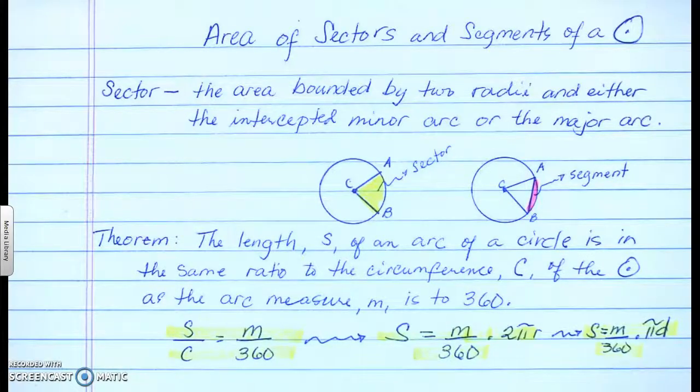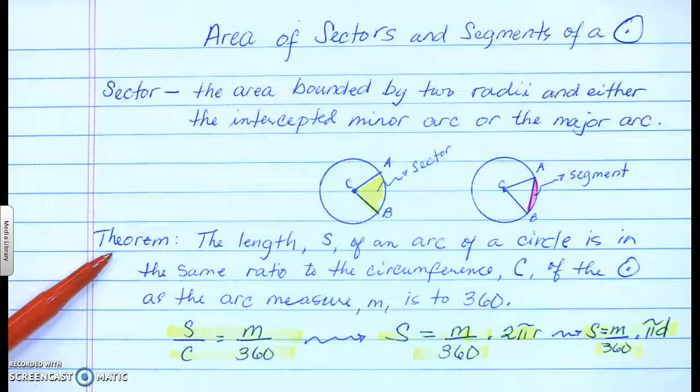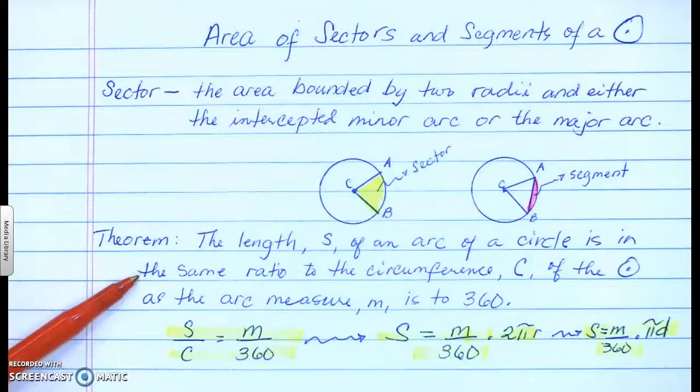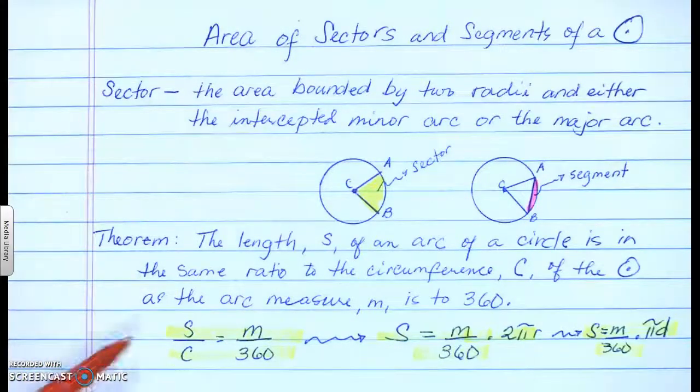So the length S of an arc of a circle is in the same ratio to the circumference C of the circle as the arc measure M is to 360 degrees. So here we're talking of another topic, because here we are talking about area, and all of a sudden my first theorem talks about the arc length of your circle, or the length of an arc of your circle. So you're going to follow this formula.